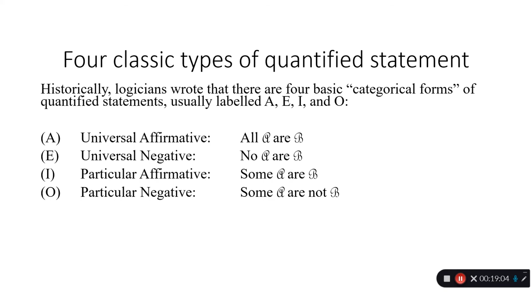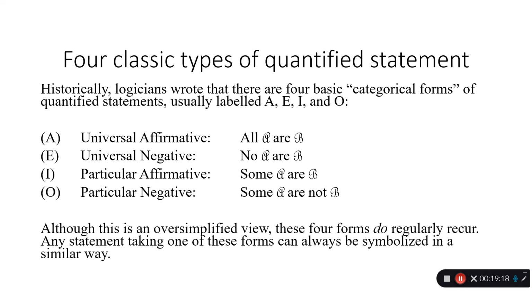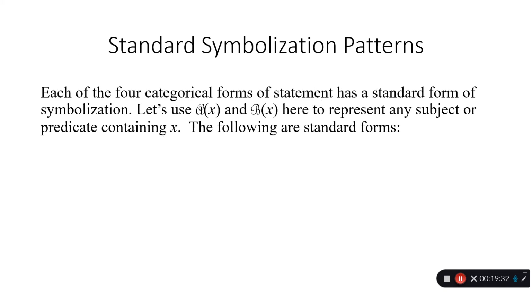For a long time in logic, some logicians thought this was the only possible way to do quantification. Things are known to be much more rich and complicated than they were once thought to be. So although this is an oversimplified view, the four forms do regularly recur. Any statement taking one of these forms can always be symbolized in a similar way. So let's go through these. Each one of these has a standard representative.